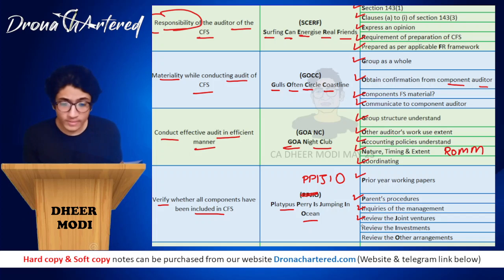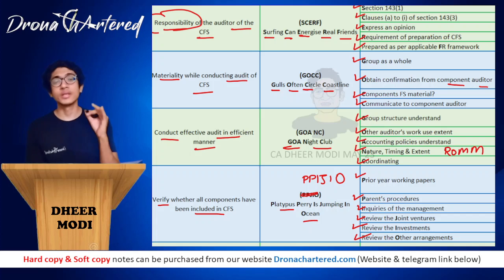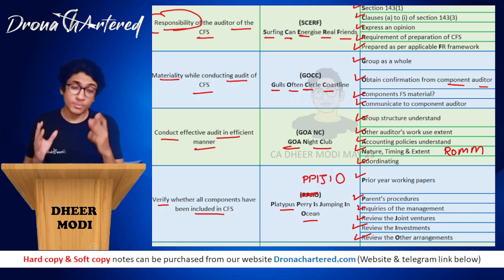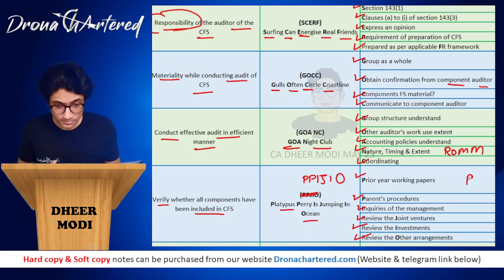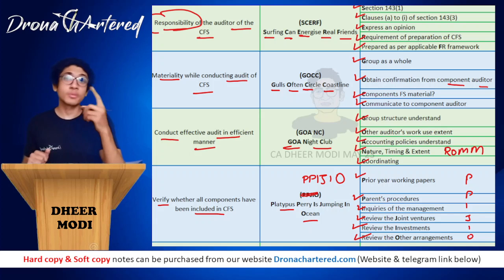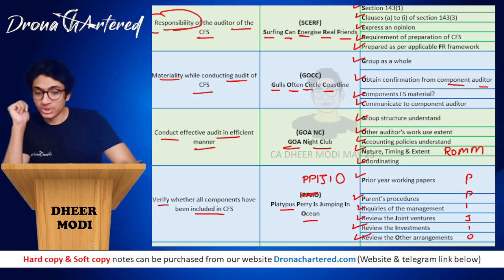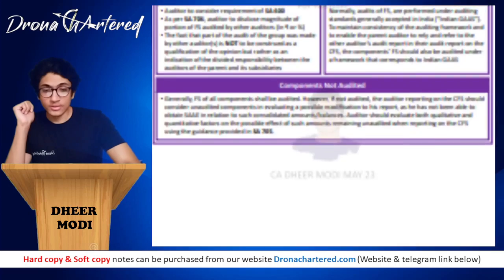To review the joint ventures, review investments, and review any other arrangement. This is your PPIJIO. PPIJIO: Platypus Peri is Jumping In Ocean. Okay. Now next is your reasons.